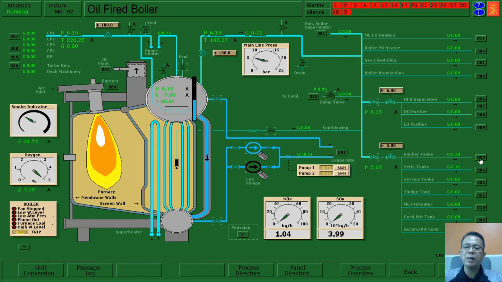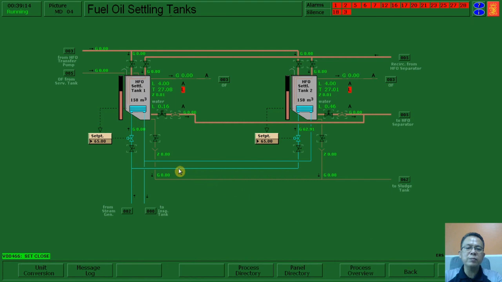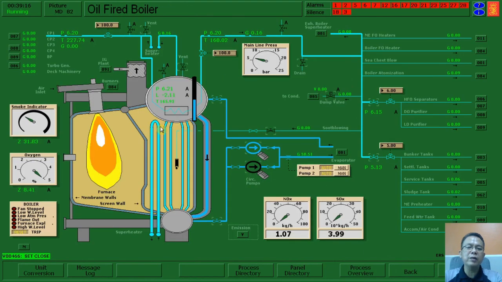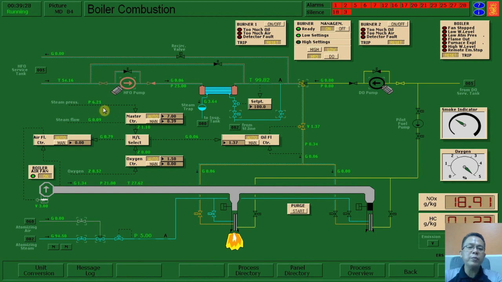We go to the bunker tanks, and then we close what we opened before. Now the valves are closed. There are some tank valves to be closed so that the pressure goes high. We can see here that the pressure is going high slowly. We have here 7.2, and let us just wait and see how the burner stops.